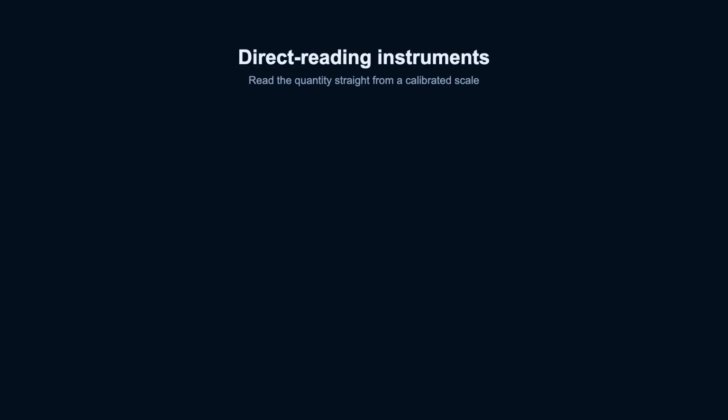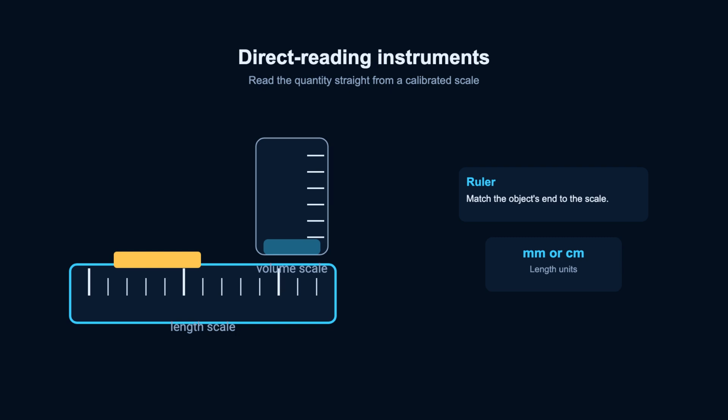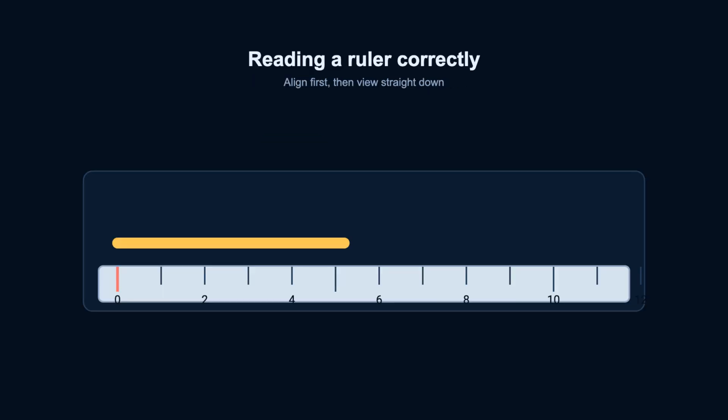You've already used two of the simplest measuring tools in physics, a ruler and a measuring cylinder. A ruler gives you length directly, in millimeters or centimeters, just by reading the scale where an object ends. A measuring cylinder works the same way for volume, giving a reading straight off its scale, in cubic centimeters or milliliters. Picture a pencil laid along a ruler.